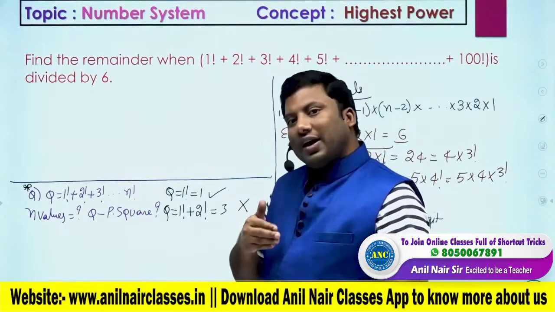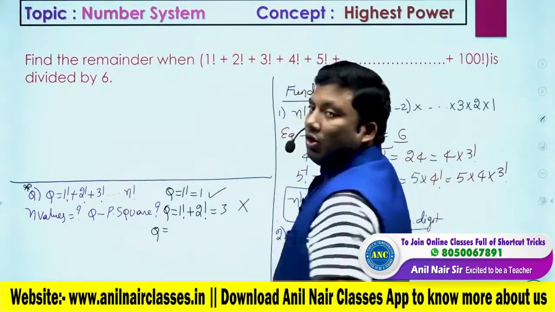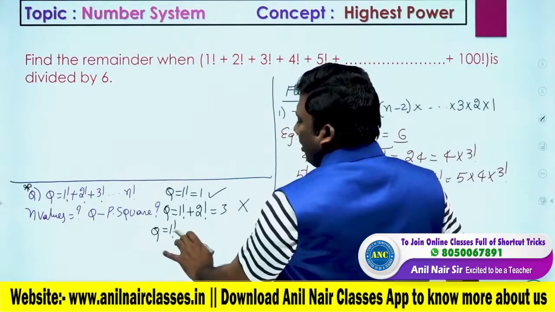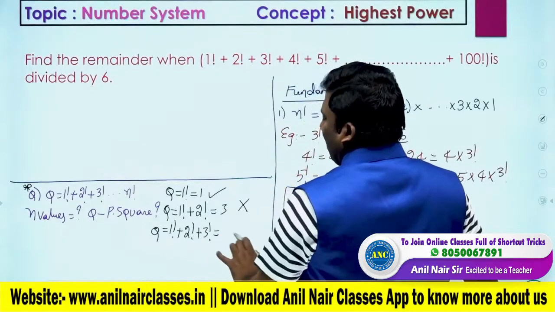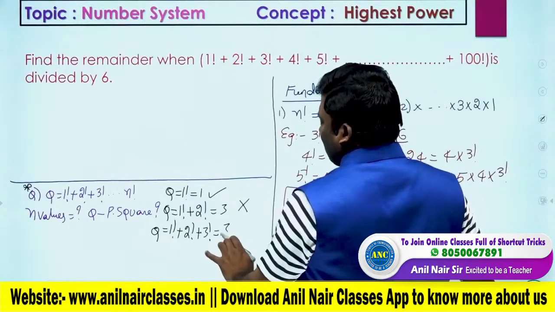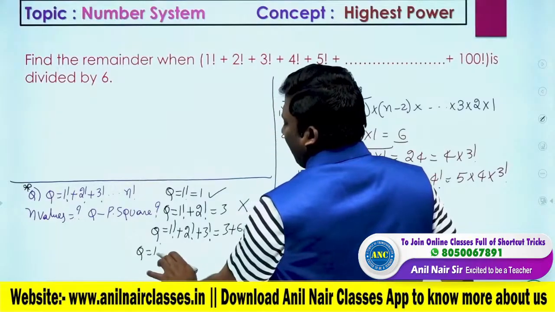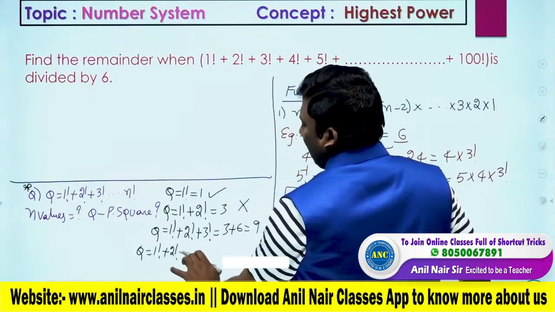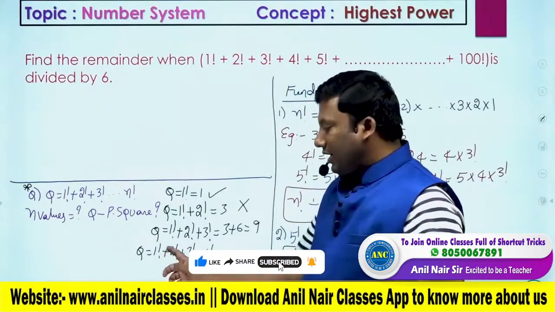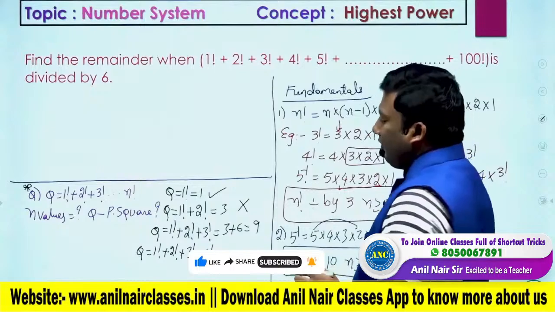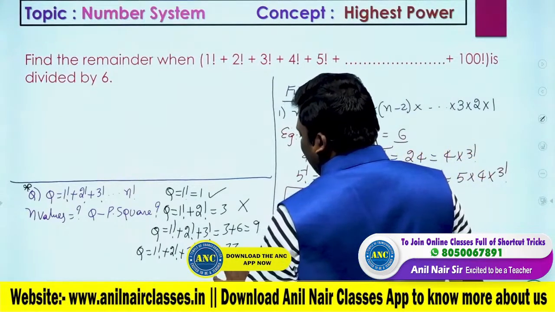A perfect square never ends with 2, 3, 7 or 8. Three terms: 1 factorial plus 2 factorial plus 3 factorial, 2 plus 1 is 3, 3 plus 6 is 9. 9 is a perfect square. Next, 1 factorial plus 2 factorial plus 3 factorial plus 4 factorial. 1 factorial is 1, 2 factorial is 2, 3 factorial is 6, 4 factorial is 24. 9 plus 24 is 33.